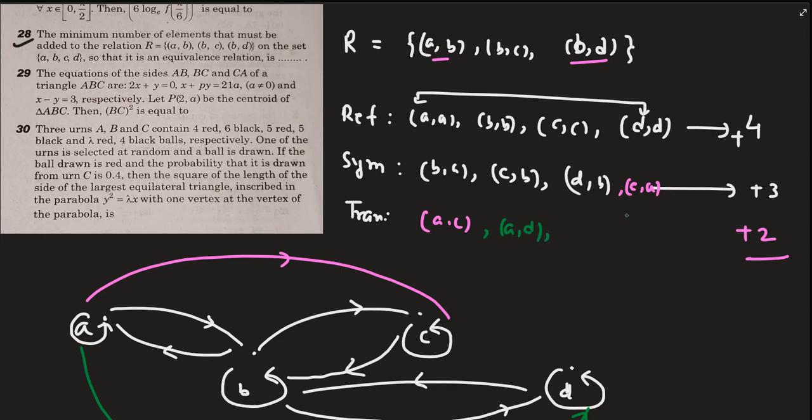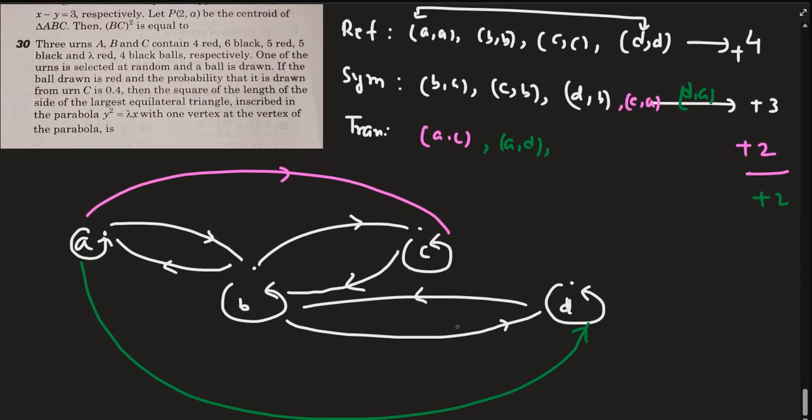To make it symmetric, you have to add DA also. AD and DA both present. So two more elements you have to add: AD and DA.